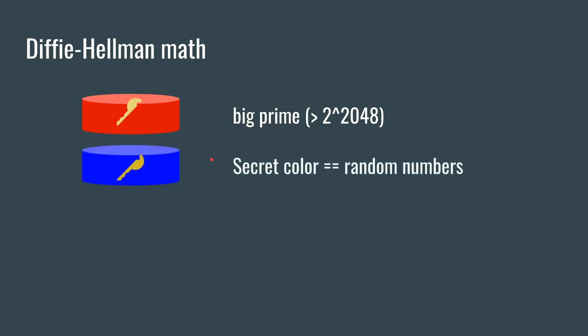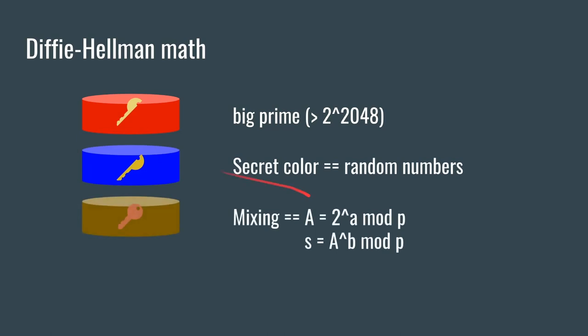The secret colors are just random numbers, and to do this mixing, to get the first mixture, the client could take 2, raise it to the power of their secret color, and then mod that with the large prime number. They send that mixture across. The server then takes that mixture, raises it to the power of their secret color, and mods that by the large prime number to get that final shared secret value. And then the client would just do the same thing in reverse, replacing little a with little b.